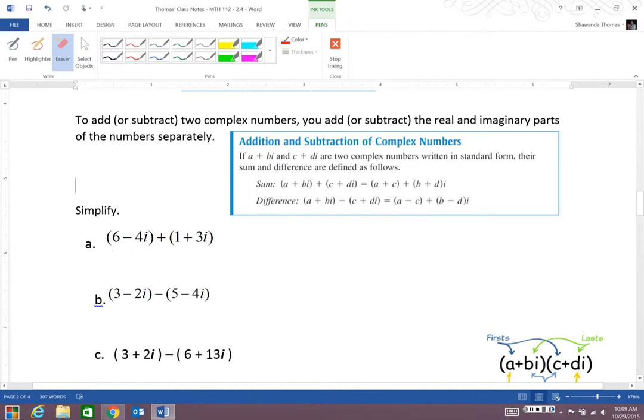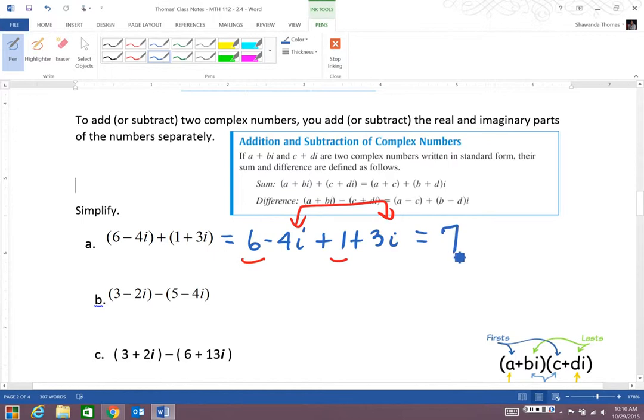So here, let's write it out. This would be 6 minus 4i plus 1 plus 3i. The like terms, we have 6 plus 1, and then we have negative 4i plus 3i. So the answer would just be 7, because 6 plus 1 is 7. And negative 4i plus 3i is negative i. So the answer is 7 minus i.